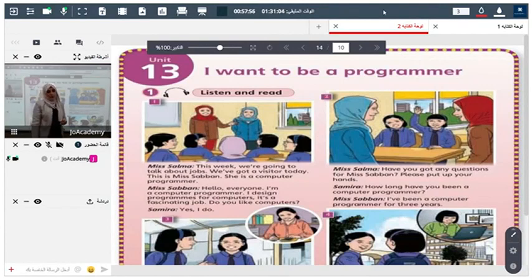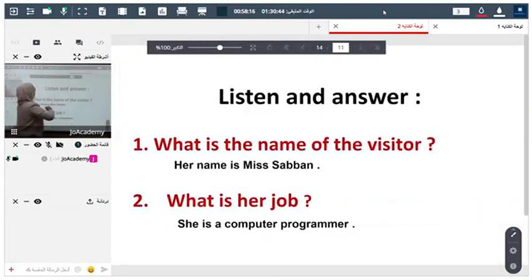Okay, our dear students, I hope that you listened carefully and you were able to find out the answers to the questions. I asked you to guess what is the name of the guest here, okay, and what is her job. So the answers are, her name is Miss Saban. And what is her job? She is a computer programmer, okay? So she is Miss Saban and her job is a computer programmer.